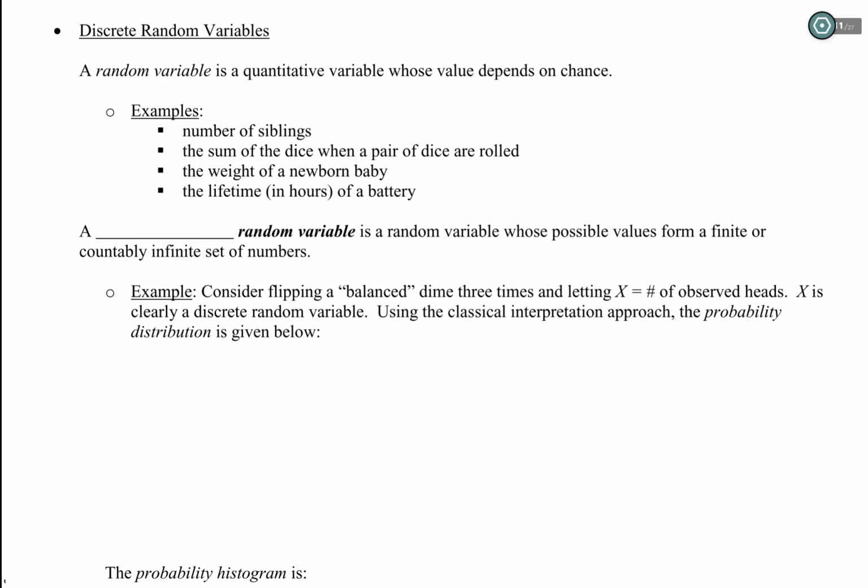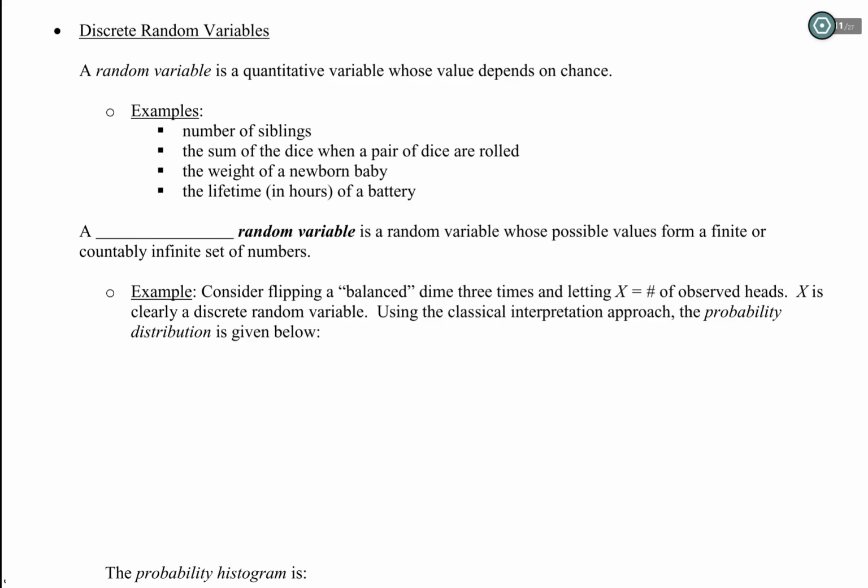Okay, discrete random variables. In an earlier module, we talked about the idea of a random variable, a discrete random variable, and we're going to combine the notion of a random variable with probability. And that's going to allow us to look at what's called a probability distribution.